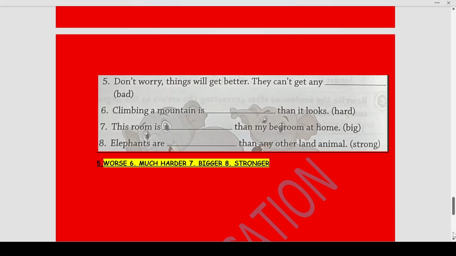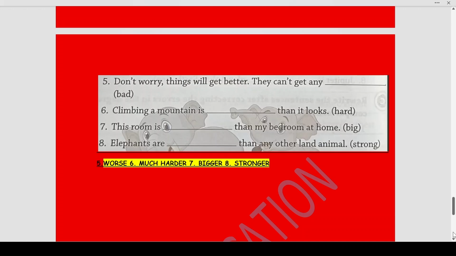Next, the fifth one. Don't worry, things will get better. They can't get any worse. What is the degree of comparison of bad? Bad, worse, and worst. So don't worry, things will get better. They can't get any worse. Climbing a mountain is dash than it looks. Climbing a mountain is much harder than it looks.